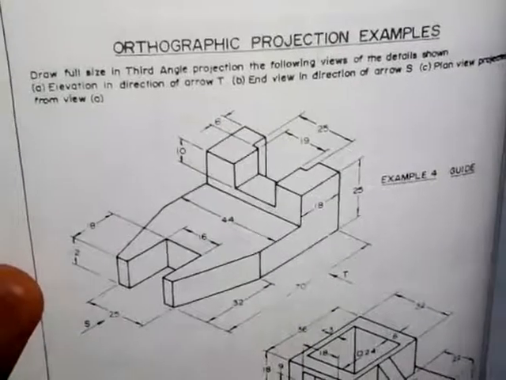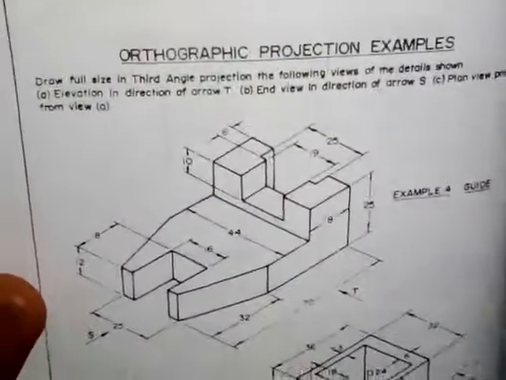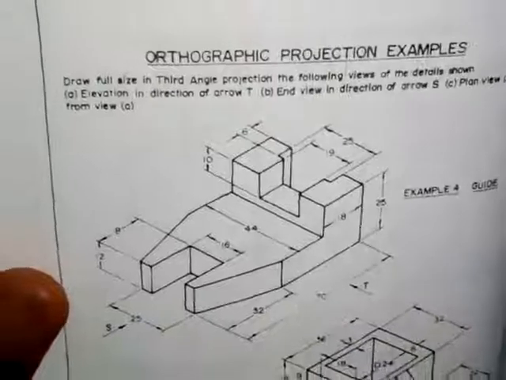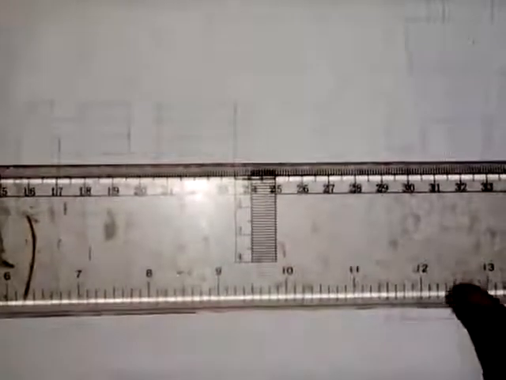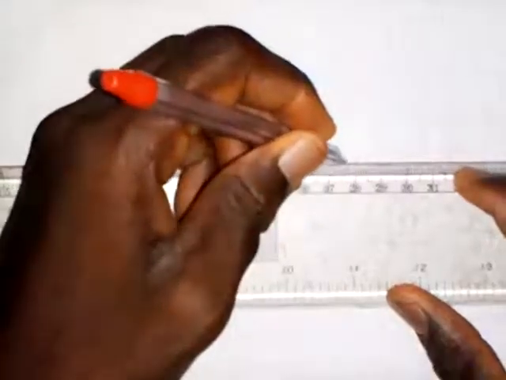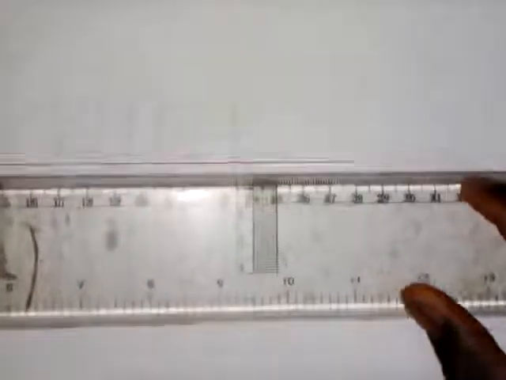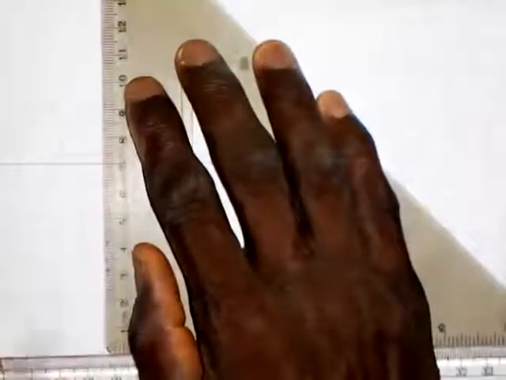We are going to make use of all these dimensions to produce the orthographic views of this object in third angle projection. Let's go. Now the first thing that you need to do is to draw a horizontal line from here, and then you draw a vertical line like this. Okay, so we are going to put the plan here.